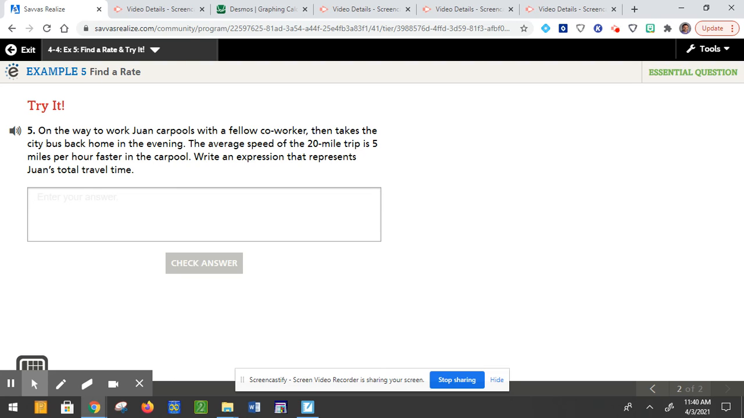All right, let's take a look at this example. So give it a try and then come back and check.